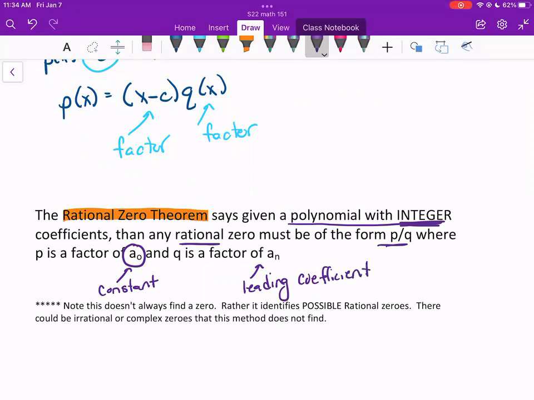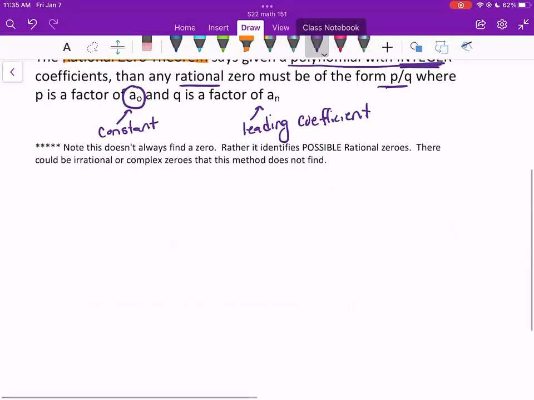Please note that this doesn't always find a zero, but rather it identifies possible rational zeros that we can check. If we still don't get any, there still could be irrational or complex zeros that this method does not find. So let's look at what this means.